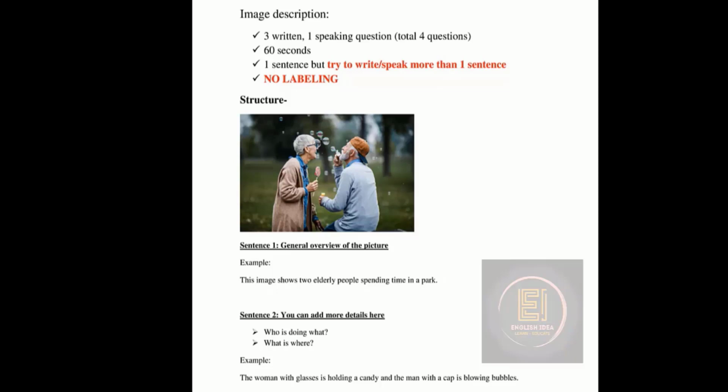No labeling, which means you should describe the image and not label the image. What is labeling, you ask? Labeling is when you say or write, there are 2 old people, they are in a park, they are smiling at each other. You should link these 2 sentences, and when you link them, that's when it is called describing an image.